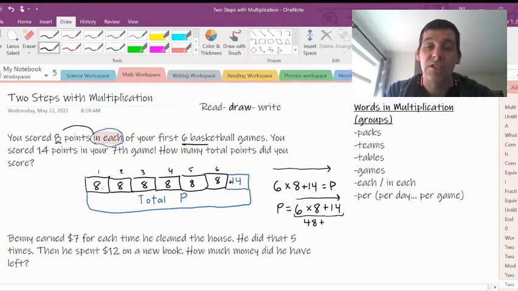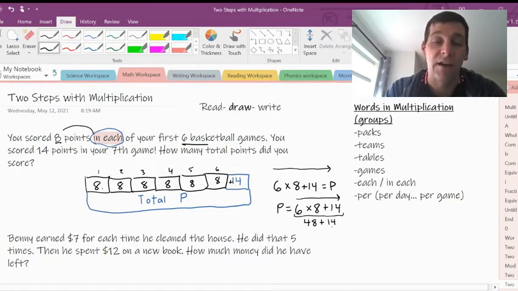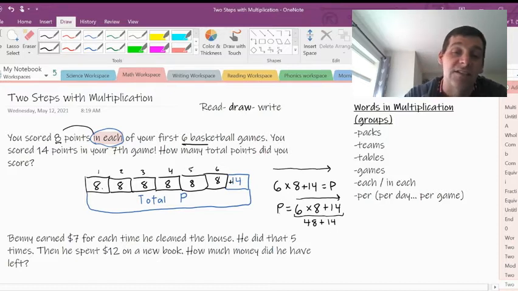I'm going to add 14 to that. So here, if I add 10 to it, I've got 58. And then I got 4 more. The 2 gets me to 60, and then I've got 62. So 62 total points equals P, or that's what P equals.